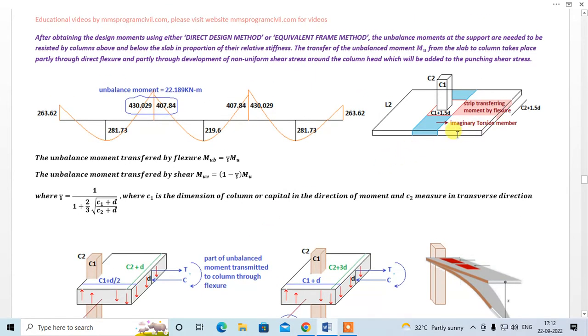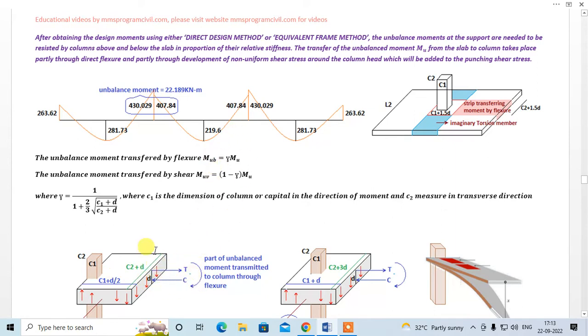Okay, so in this figure, we see this shaded portion. This strip will transfer part, this is the formula. The unbalanced moment transferred by flexure is lambda into Mu, right? So lambda is found by this formula by c1 and c2. c1 is the dimension of column or capital in direction of the moment, and c2 is measured in transverse direction, right? This is c1, this is c2. So this moment is transferred by this strip to the column through flexure, right?